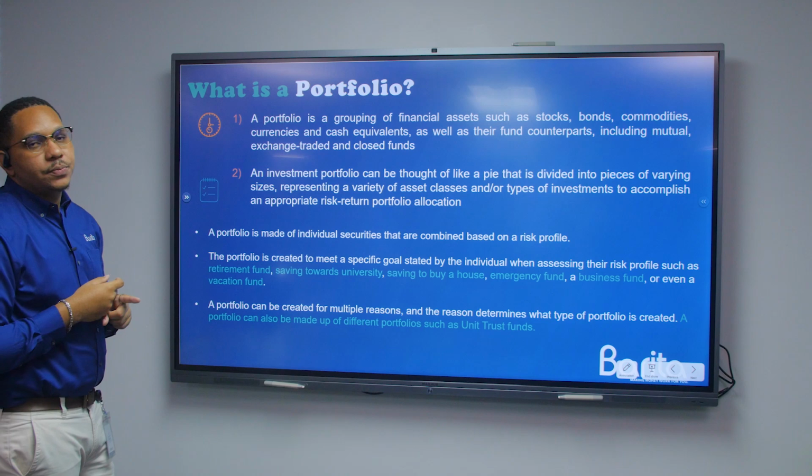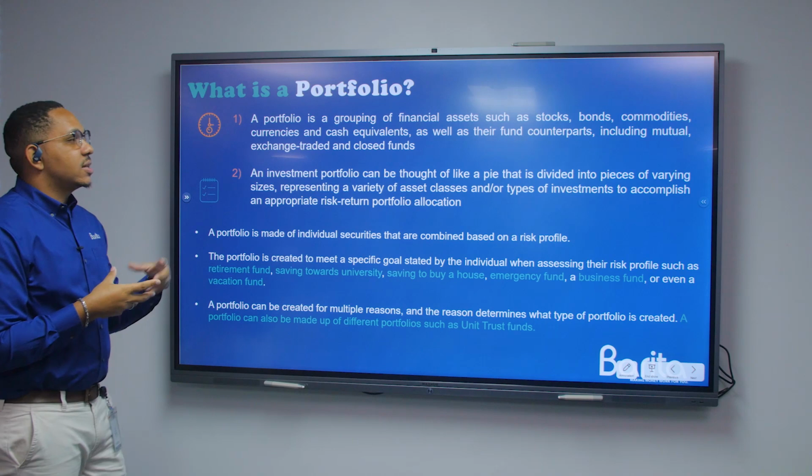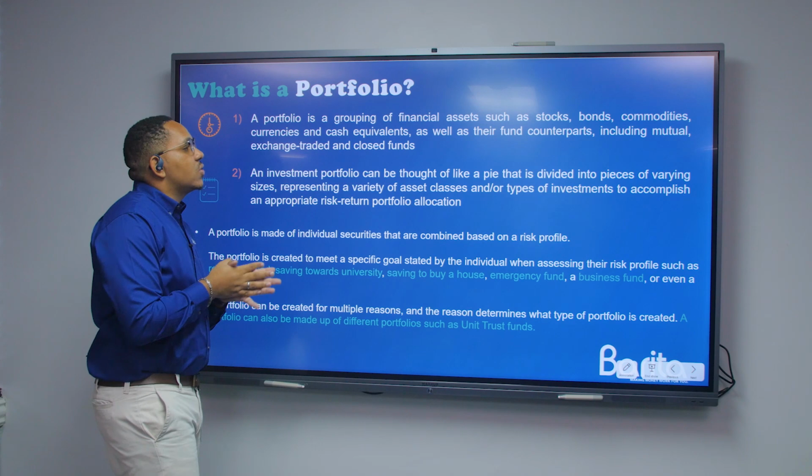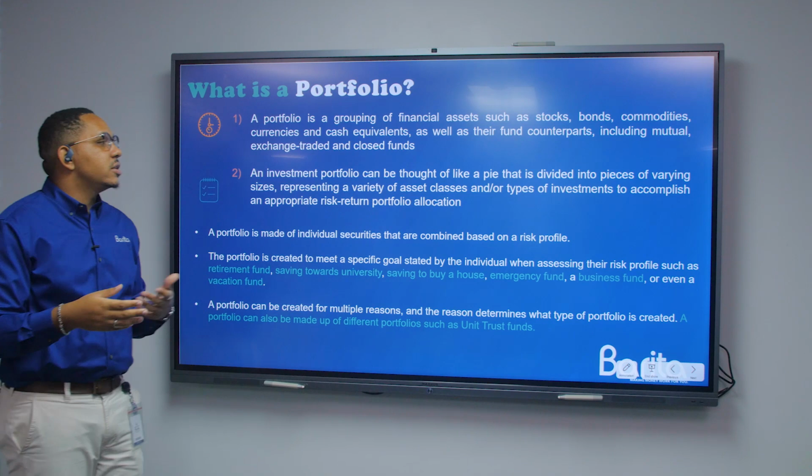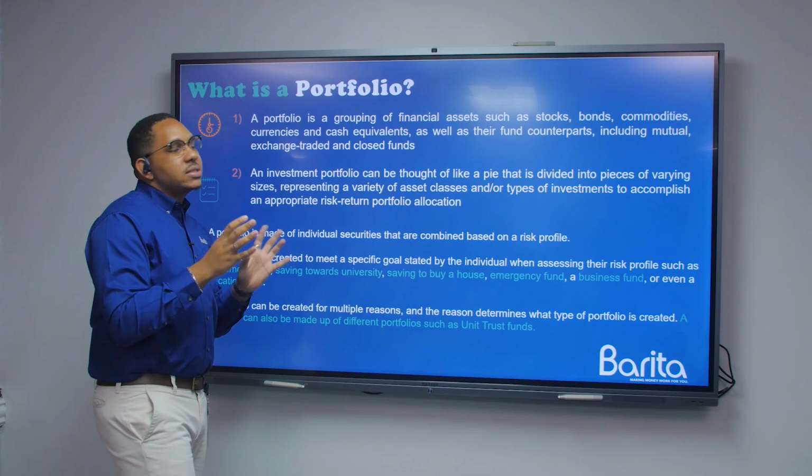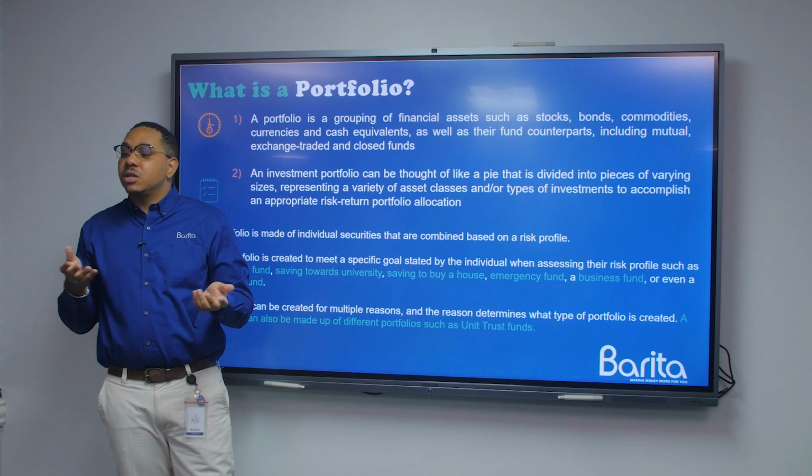Now, a portfolio is a grouping of financial assets such as stocks, bonds, commodities, currencies, or cash equivalents, as well as fund counterparts, including mutual funds, exchange traded funds, ETFs, and closed-ended funds like the unit trust. All those things can go into a portfolio. There's no limitation to what can be in a portfolio. People actually trade movie films. Those are actually a tradable security. Very illiquid, but it's tradable.